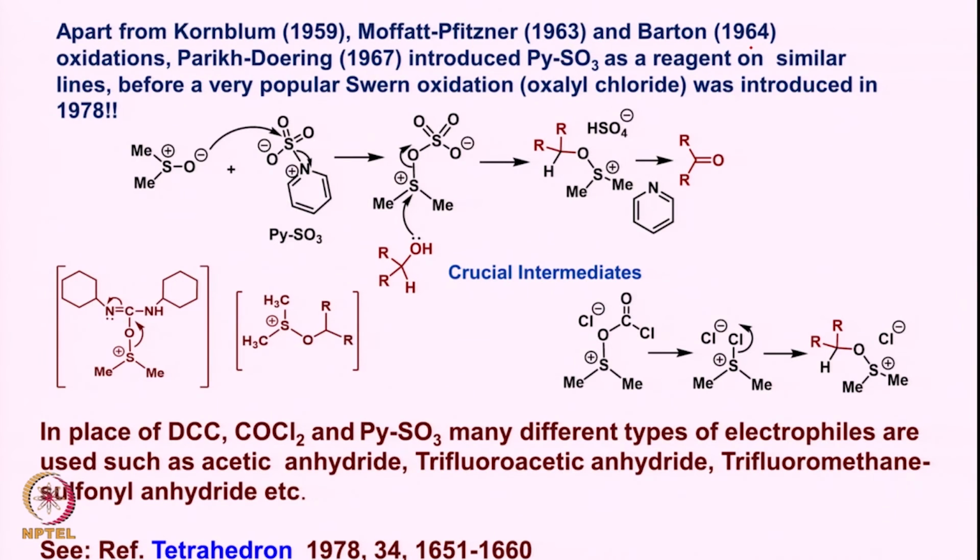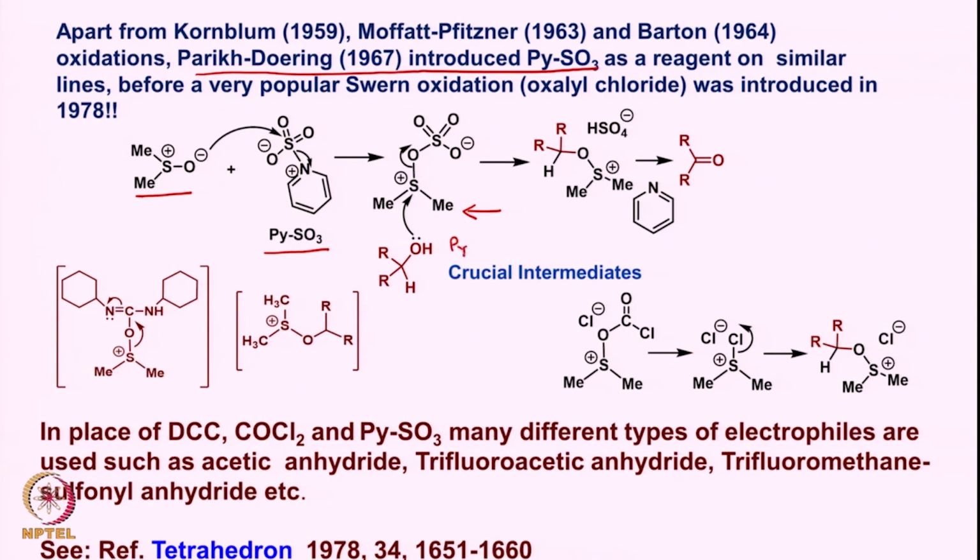Apart from Kornblum, Moffatt-Pfitzner and Barton oxidation, Parikh and Doering also reported in 1967 a reagent using pyridine sulfur trioxide, and in a similar fashion the oxidation takes place. So DMSO interacts with this pyridine sulfur trioxide complex, where now you have an electrophilic sulfur, and the leaving group is this pyridinium ion. So the O minus attacks onto this sulfur, the pyridinium ion goes, and this is the intermediate that is formed, to which the alcohol attacks, where the pyridine takes up the proton from here.